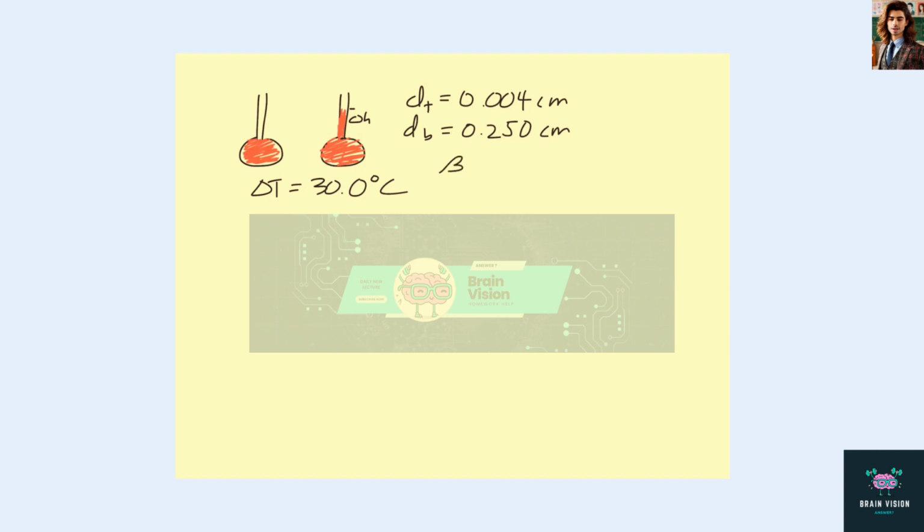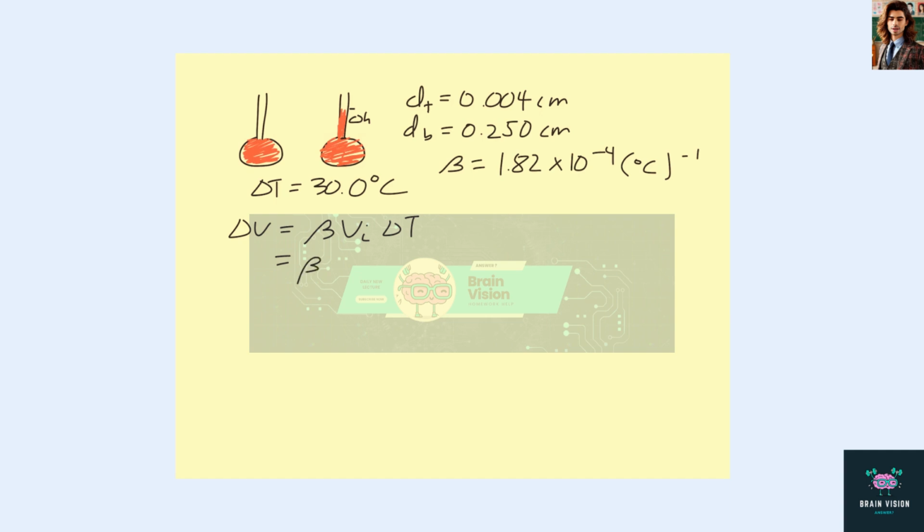Here's our thermometer before and after the expansion of mercury. Real quick, we should look up the volume expansion coefficient of mercury, which is 1.82 times 10 to negative 4 inverse degrees Celsius. Now we can look at the volume expansion equation. Delta V is equal to beta V initial times delta T.